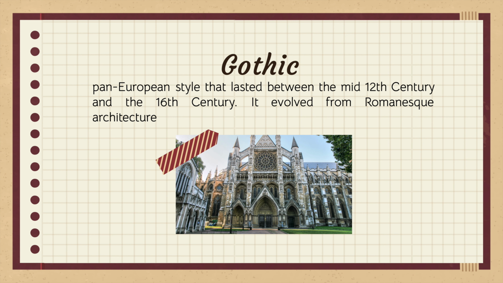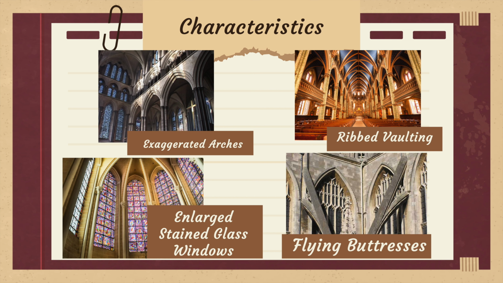So with that, we'll talk about its characteristics. Now, what comprises Gothic architecture are its exaggerated arches, as previously stated, taking from the Romanesque architecture and scaled to make it larger, as well as enlarged stained glass windows. The vaulting was more or less redesigned as well to make it look more ribbed and complex, further supporting the ceiling of the building.